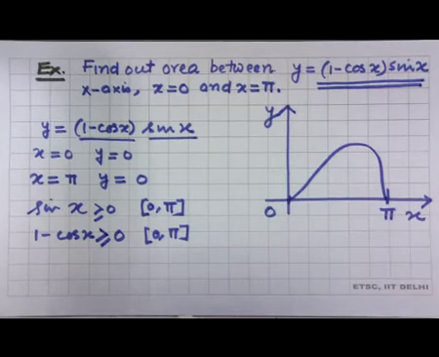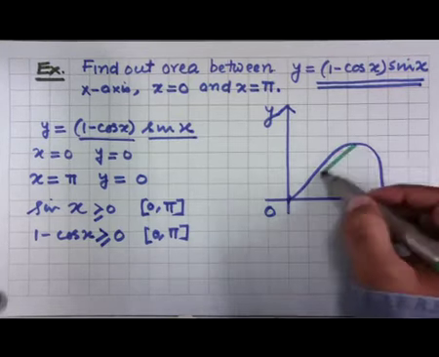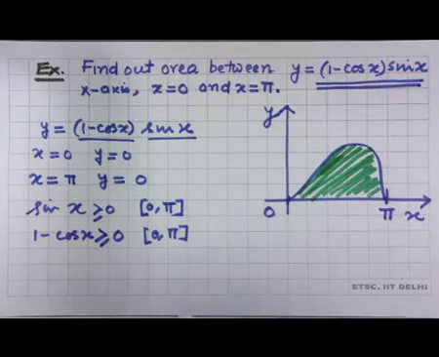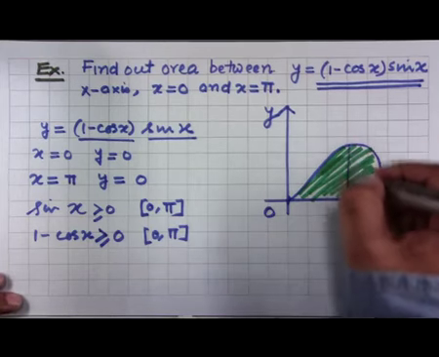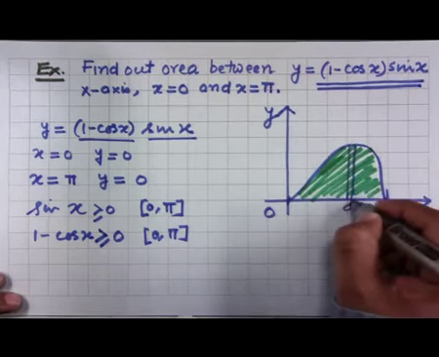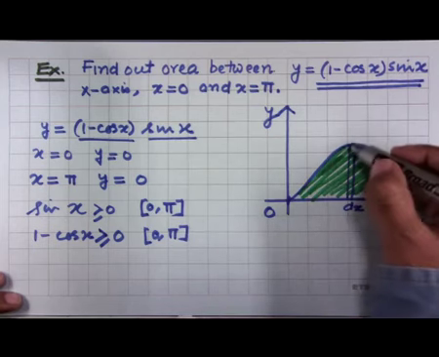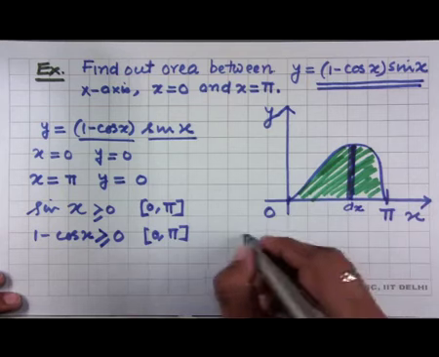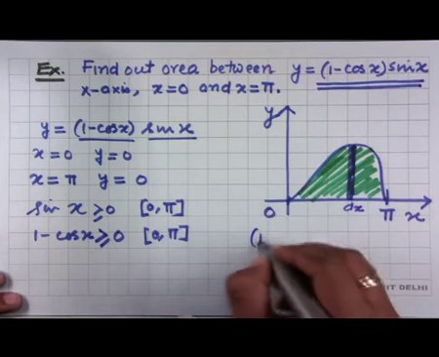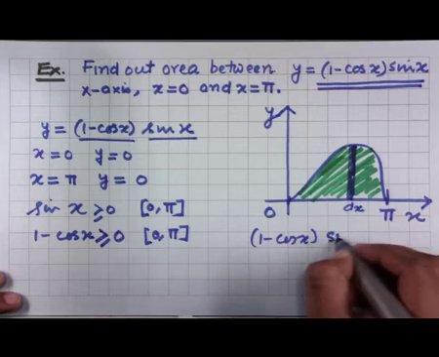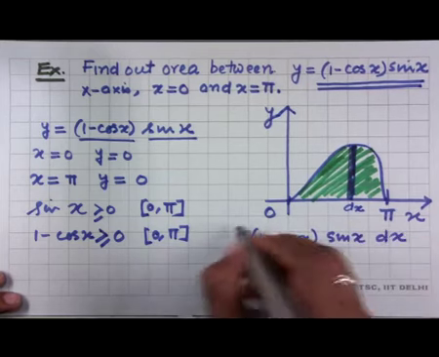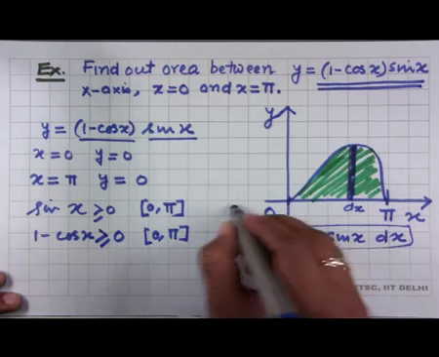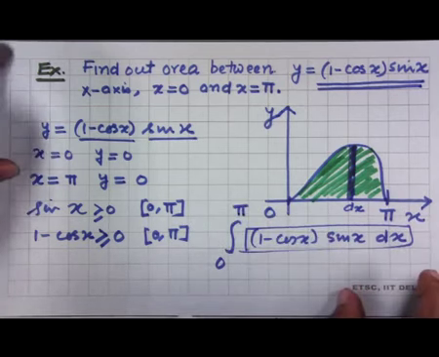So your required area is this, and if dx is the width of the elementary area, then the elementary area will be 1 minus cos x into sin x into dx, and total area will be the integral from 0 to pi of 1 minus cos x into sin x dx.